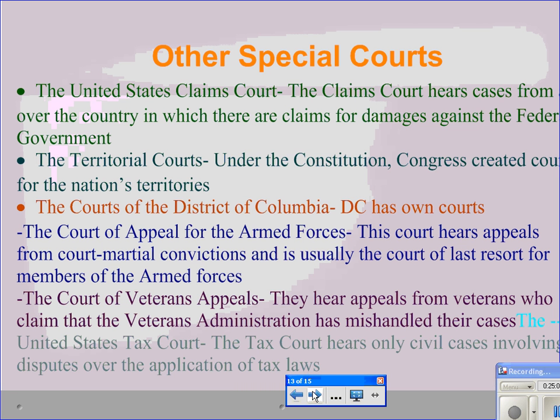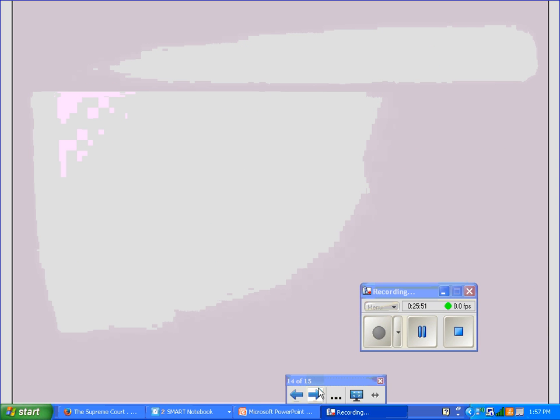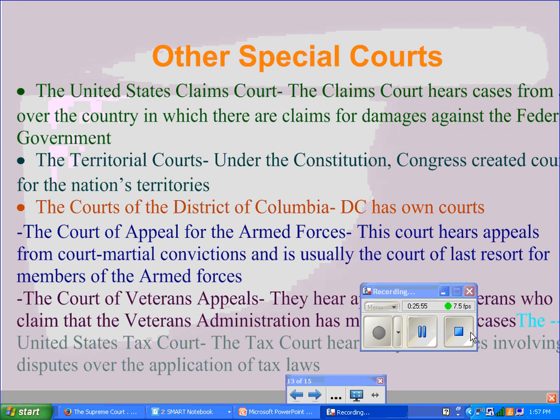And then here is my huge list of all the different special courts. I'm not placing emphasis on this stuff. I want you to know that it exists, but you're not going to have to memorize these courts. There's the U.S. Claims Court, where anyone can bring claims that the federal government did damages to them. The Territorial Court for U.S. territories like Puerto Rico. D.C. has their own courts. Court of Appeals for the Armed Forces. Court of Veteran Appeals, and the U.S. Tax Court. All of these are examples of special courts. Remember, special courts have a very small jurisdiction. Questions about that?